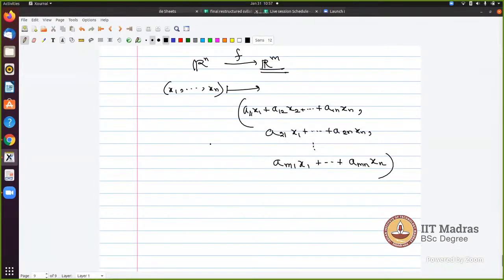But this portion is clear, right? What is linear mapping, at least? Yes, sir. So what does this vector denote, basically? What is this vector? So suppose I am writing like this.